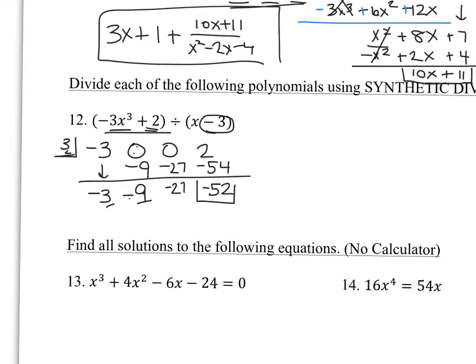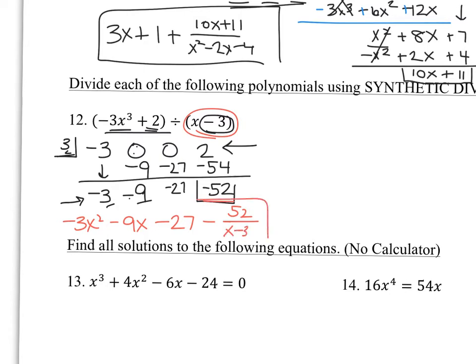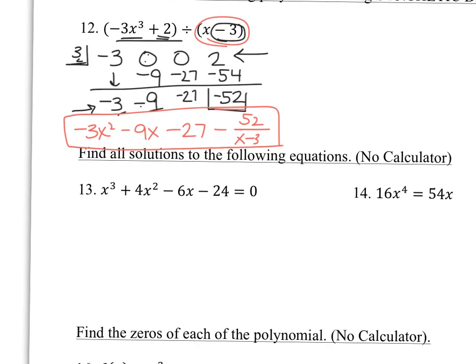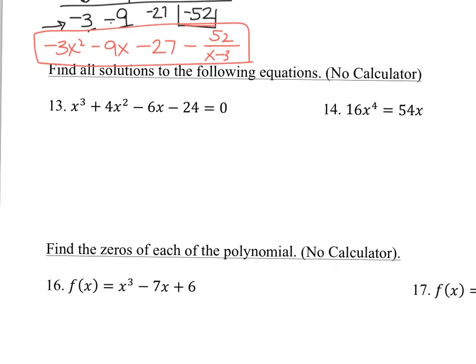This last number is always my remainder. Because this started out as a degree of 3, this starts out as 1 degree less. So it's going to be negative 3x squared minus 9x minus 27 minus 52 over what I divided by, x minus 3. And I'm done. I could have done this with long division if I needed to, but the direction said synthetic division. So let's go ahead and move on to number 13.